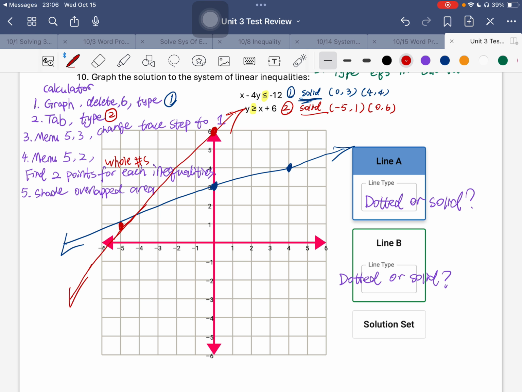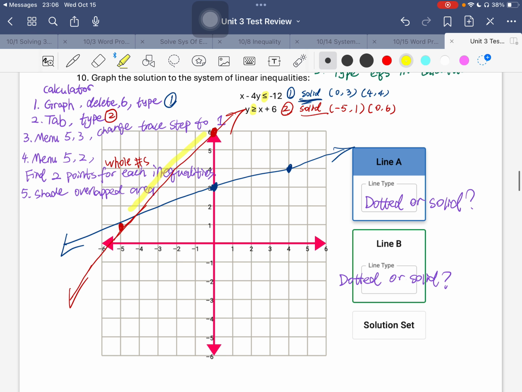Okay, now shade the part that has the overlapped shading area. For this question, it will be the upper left part, this part. And this is the solution. We're going to graph both lines and shade that area.